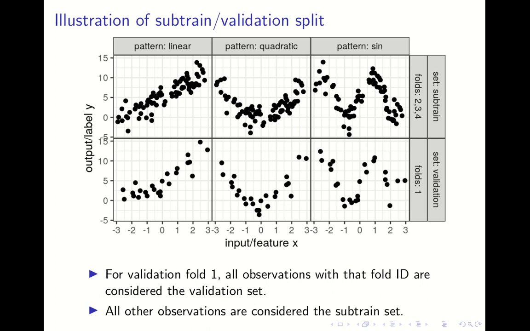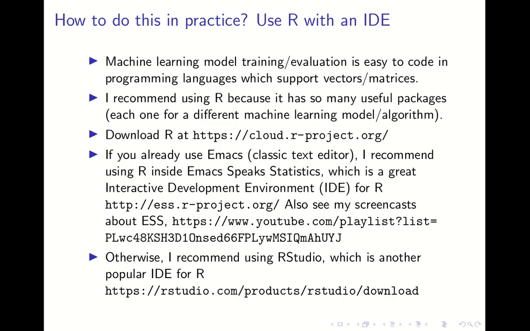So how would we implement this kind of split in our code? Well, first of all, let's talk about how to just use R in general. Machine learning model training and evaluation can be done in any programming language that supports vectors and matrices, but I recommend using R because it has so many useful packages, and typically each different package is for a different machine learning model or algorithm, and there's literally thousands of these things. So you have an enormous amount of power at your fingertips when you're using R.